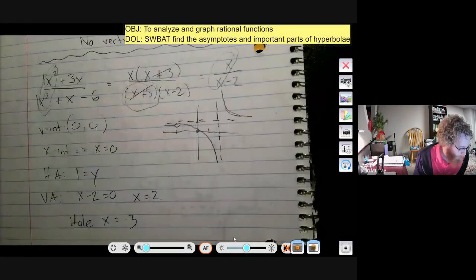Any questions about that? All right, so tomorrow we are going to move on to finding slant asymptotes. And then depending on how long that'll take, that'll be the last thing we'll talk about for rational equations. And we'll move on to exponentials and logarithms. Fun stuff.